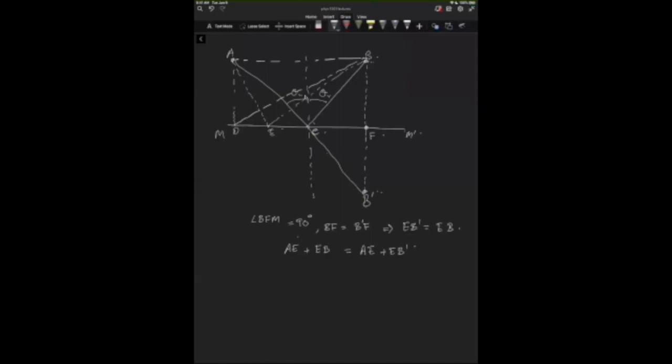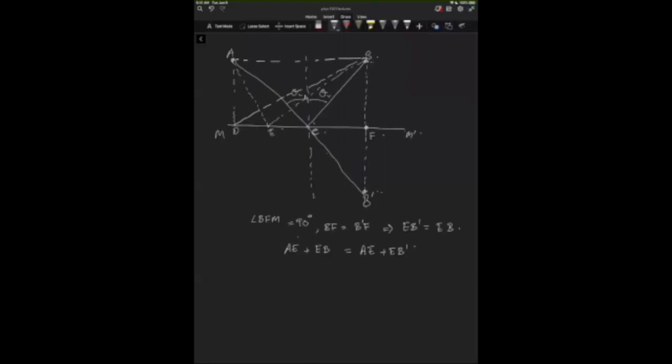Okay. Then, since clearly we can just draw a straight line from A to B prime that intersects the mirror at the point C, all that's left to do is to show that this implies theta I equals theta R. Okay.